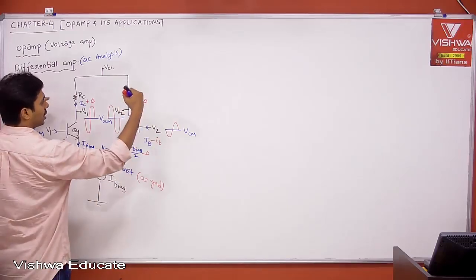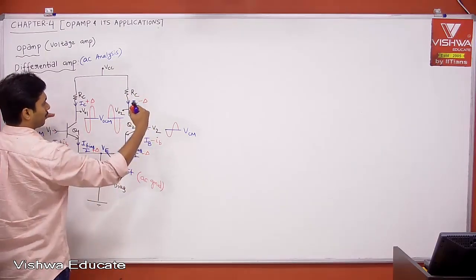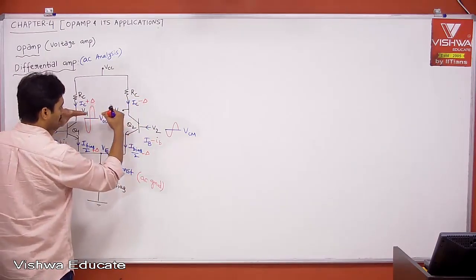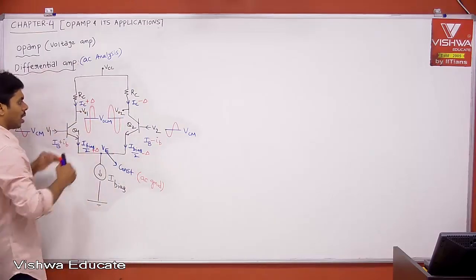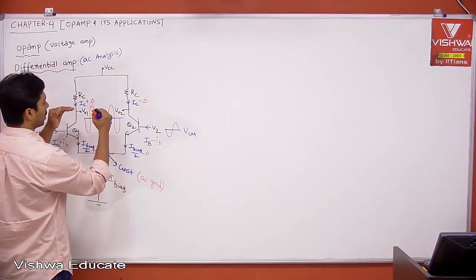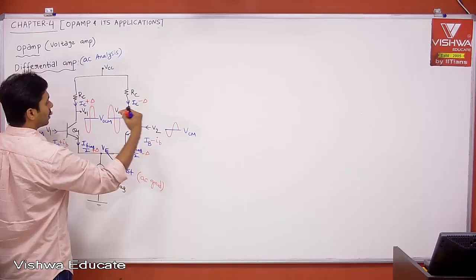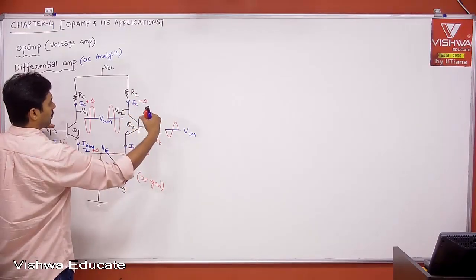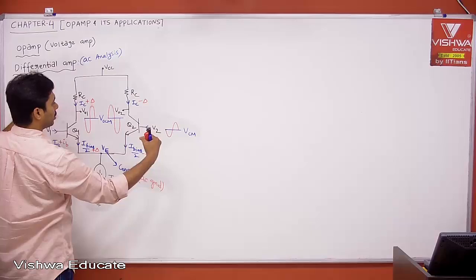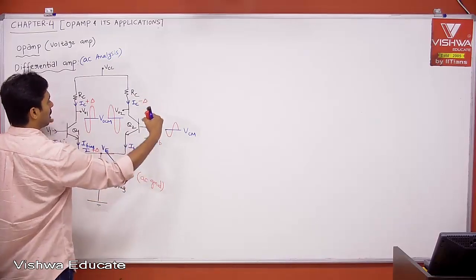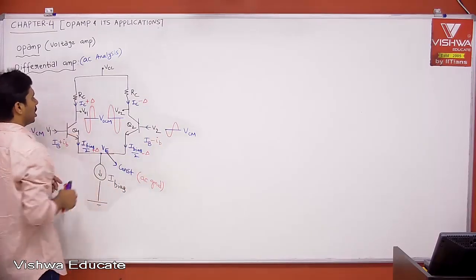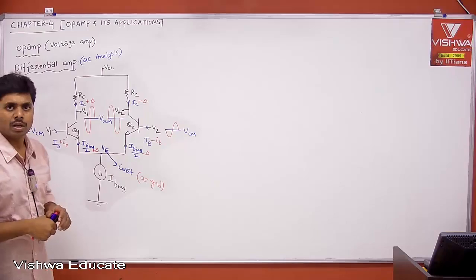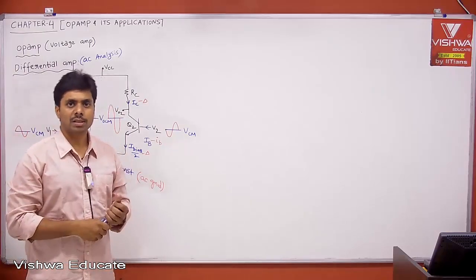If input is changing in a common mode manner, then your output voltage should not change. We don't want the output voltage, V01 or V02, to change with respect to V1 equal to V2, when both are changing at the same time. When V1 is opposite to V2 or V2 is opposite to V1, then only we are expected to see the change in V01 and V02. This is what I explained in the last class.